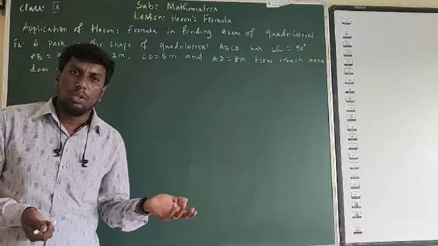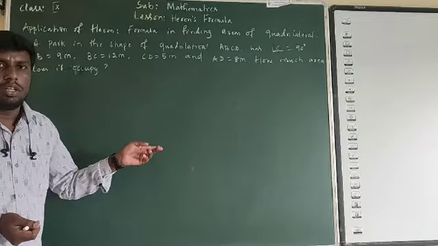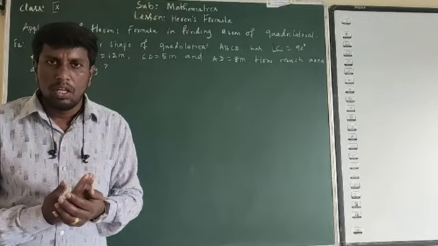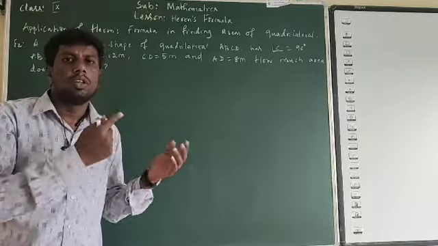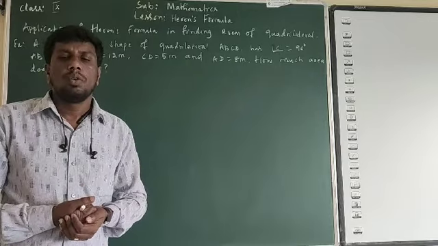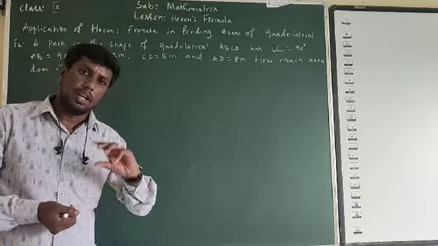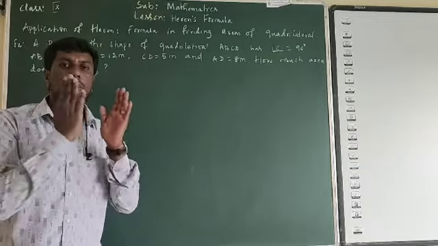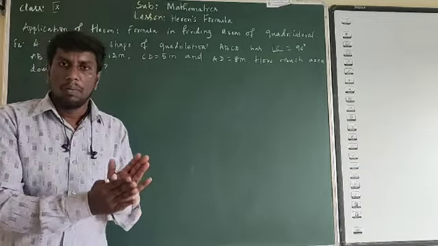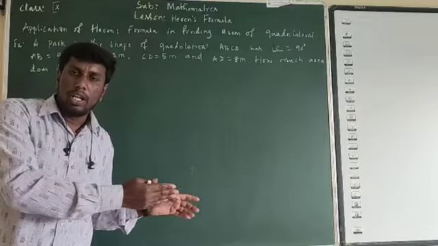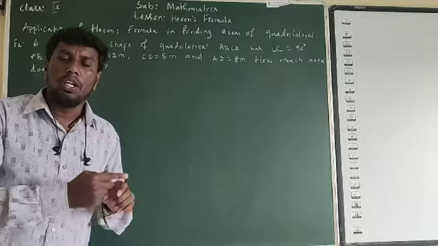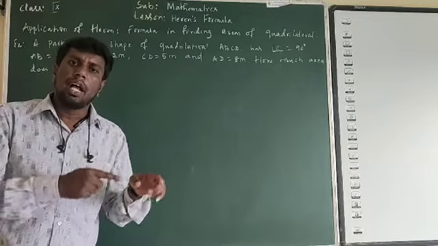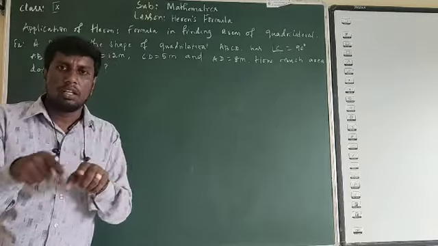They will give the quadrilateral. We will convert that quadrilateral into two different triangles, and then we can find the area of the two triangles. Heron's formula is not for the quadrilateral. Heron's formula is for finding the area of a triangle. But if they give a quadrilateral, convert that quadrilateral into two triangles. Then we can apply Heron's formula for each triangle.